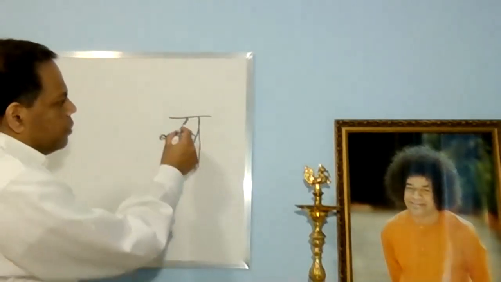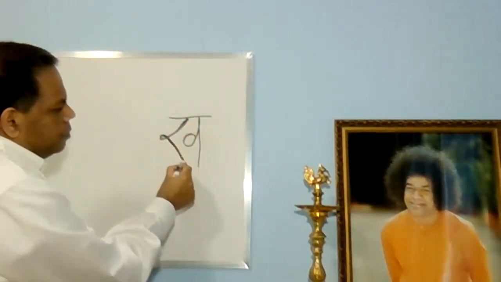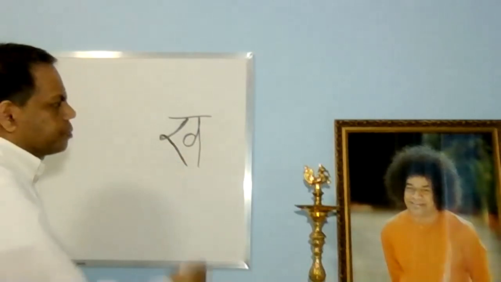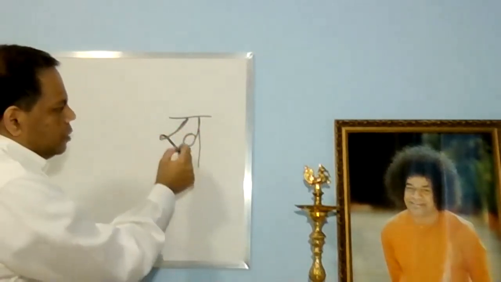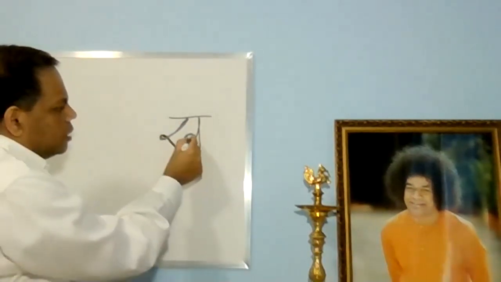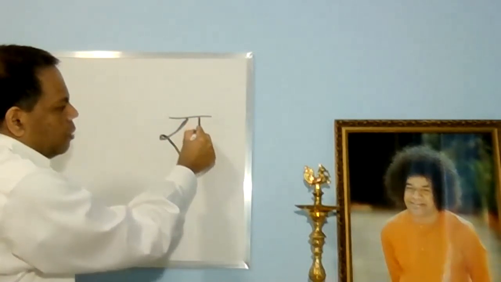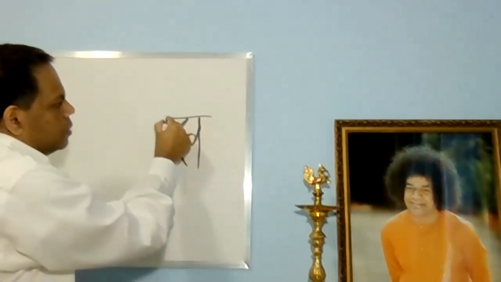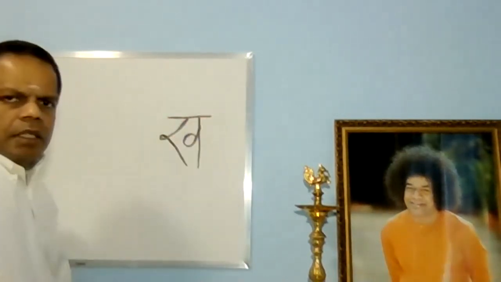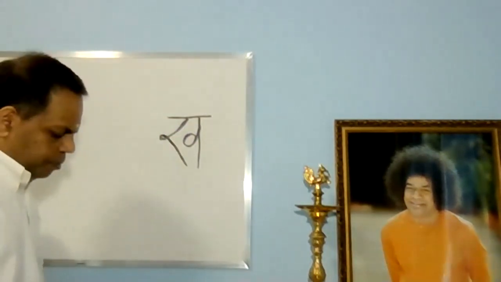I will again draw. Two diagonal lines, quickly, it's not as important, but then you draw a circle, go up, come down, and this forms the second ka.